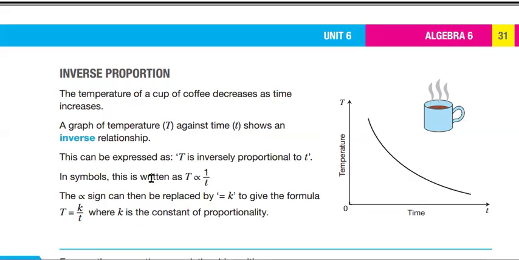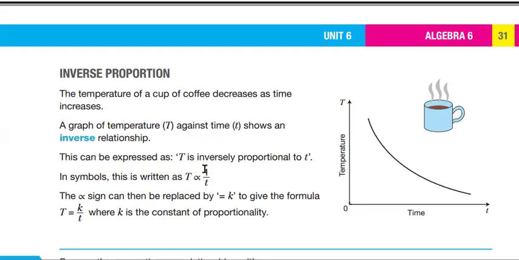So this means when I say T is inversely proportional to t, because here we have the big T or the capital T is temperature and the small t is time. So capital T is inversely proportional to small t. It's the same as saying capital T is directly proportional to the reciprocal of the small t.